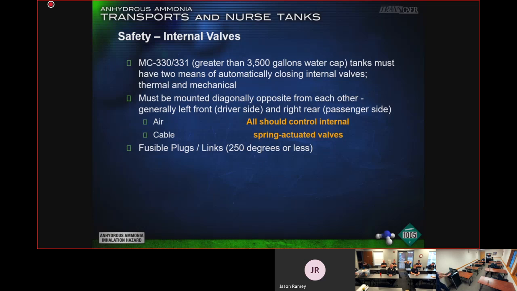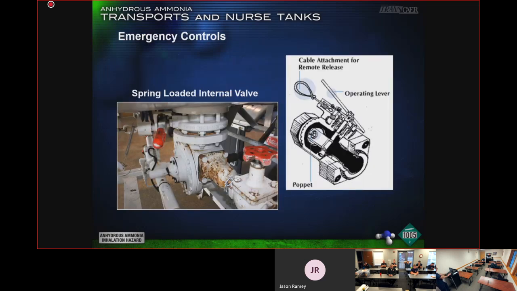So they might be air, cable, or a fusible link. And again, with a fusible link, if the tractor catches on fire, it might burn that link through. It goes at 250 degrees, and then it will drop. And when these valves fail, they fail in the closed position. So once they're tripped, it's not something you're going to reopen on the scene. It's going to have to go somewhere for that.